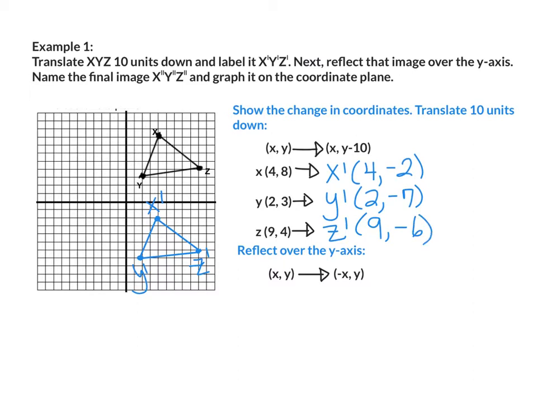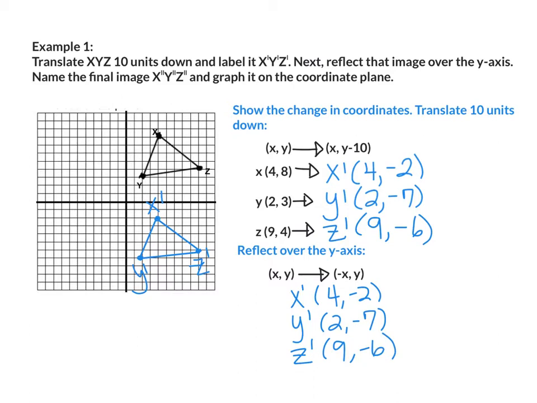Now I'm going to reflect over the y-axis. So first I need to list my previous coordinates. So I have X prime is at 4, negative 2. Y prime is at 2, negative 7. And then Z prime is at 9, negative 6.